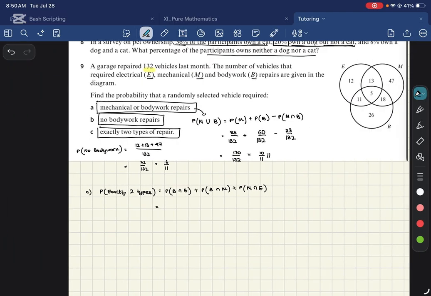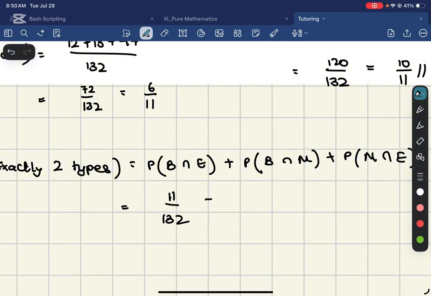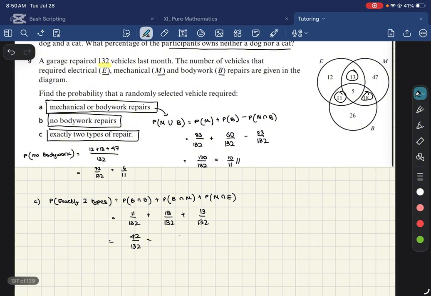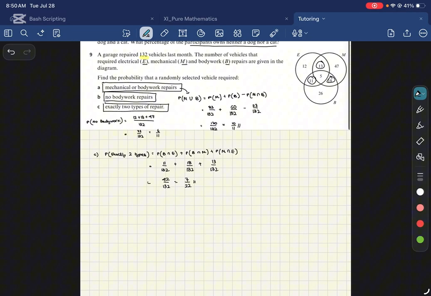So now let's look at the intersections. Body and electrical, we have 11 cars. Body and mechanical, we have 18 cars. And finally, mechanical and electrical, we have 13 cars. So we have 11 plus 18 plus 13. We have 42 divided by 132, and that simplifies as a fraction. That simplifies to 7 over 22. All right, and we are done at 9.